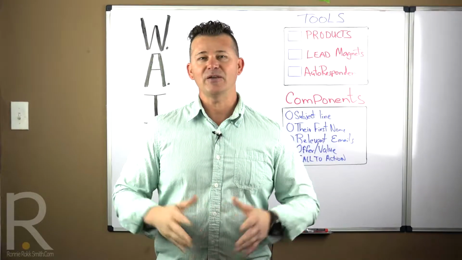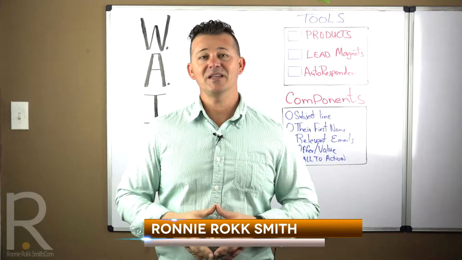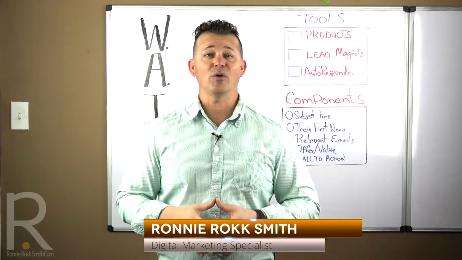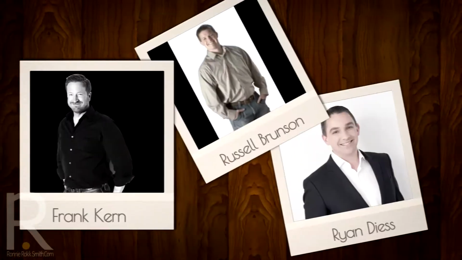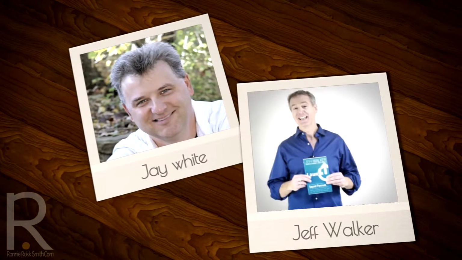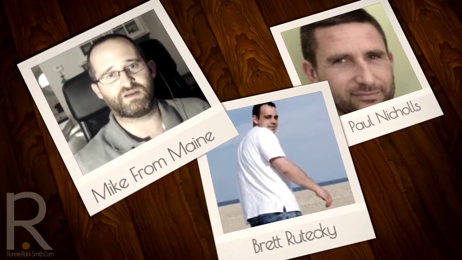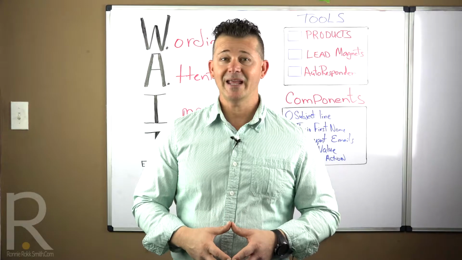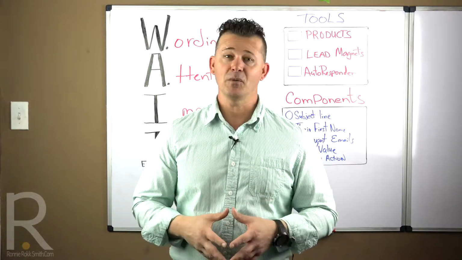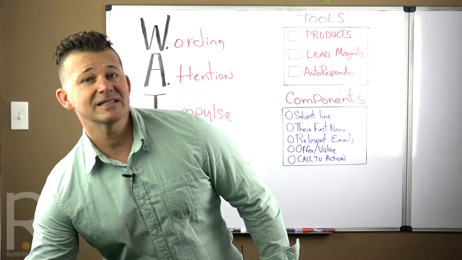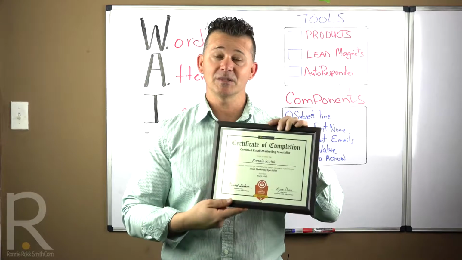So before we begin, if you don't know who I am, let me fully introduce myself. My name is Ronnie Rokk Smith. I've been doing general marketing for over 20 years now. I've studied under marketing greats such as Frank Kern, Russell Brunson, Ryan Deiss, Jay White, Jeff Walker, and a host of other great marketers out there. Okay, so now that you know my name and who I am, let me tell you why it's important to listen to me when it comes to email marketing. In 2016, I was certified by Digital Marketer HQ as an email marketing specialist.